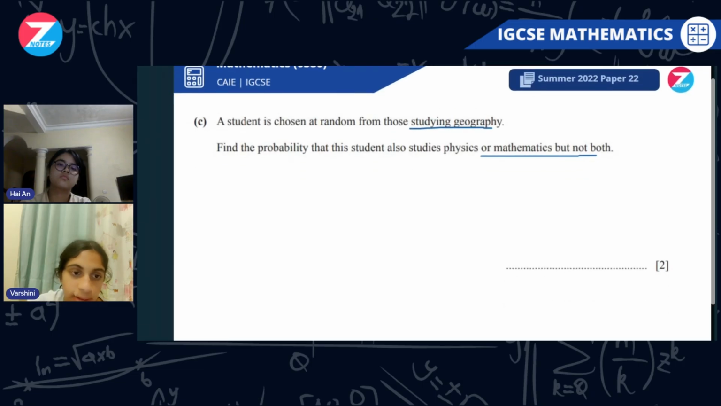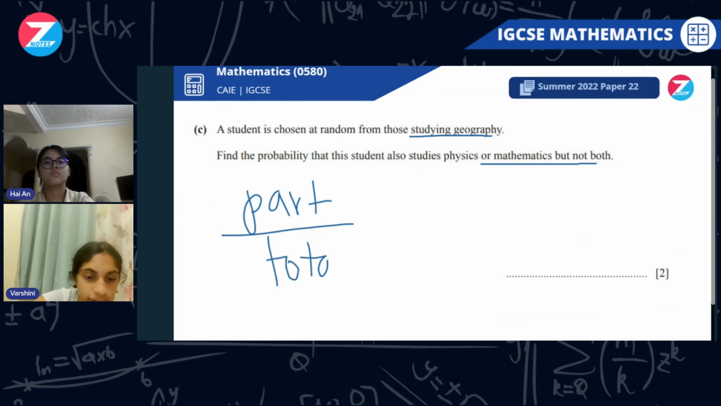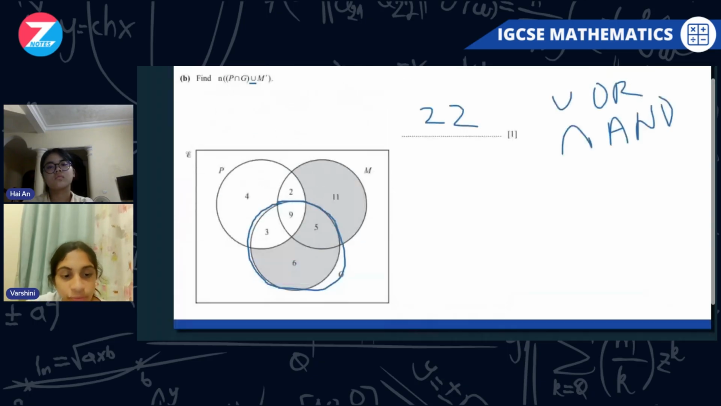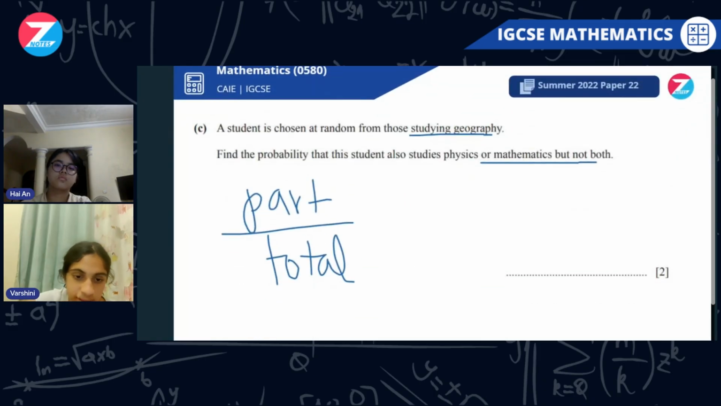The student is chosen at random from this, and we know the formula of probability is the part that we want by the total. First, the total of everyone studying geography is going to be 3 plus 9 plus 5 plus 6. We can totally see that from the circle. So that's going to be 23.